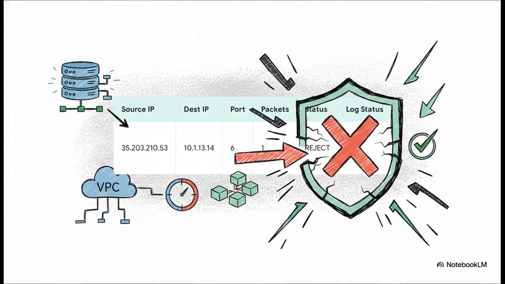Looking at a rejected log entry, we can see the whole story. We see the source IP, we see the destination it was trying to reach. And that reject status, that's our confirmation. The traffic was blocked because, you guessed it, there was no route. That final OK just means the log itself was recorded successfully, not that the traffic was.